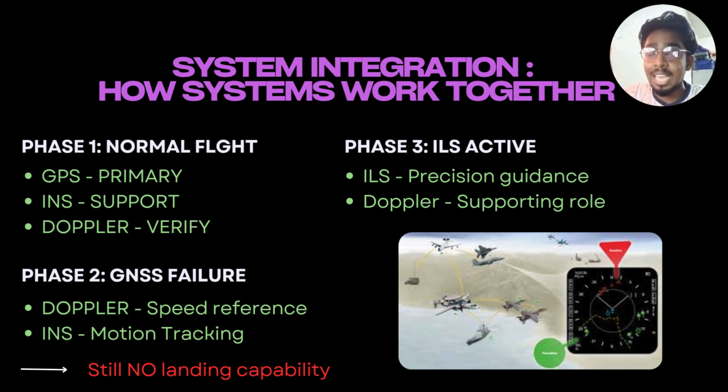Phase 2, which is GNSS failure. During this, Doppler will give a speed reference by giving the ground speed to the aircraft. INS will give motion tracking, but this could never give any support for landing capability. Phase 3 is ILS active, where ILS provides precision guidance and Doppler plays a supporting role to the system.